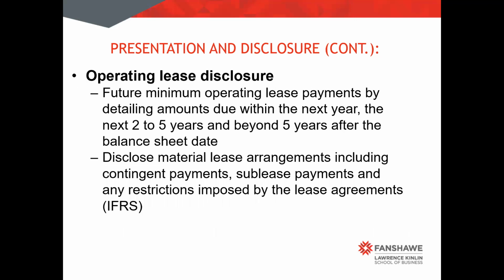Under the operating lease situation, the only thing we'd have to disclose is the commitment amount, how much is due in the next year, to year 2, 3, 4, 5, and then how much is due after 5 years. We would have a note to the financial statements that would disclose any material lease arrangements as well, any sublease payments or restrictions imposed. So that's it kind of for the theory. We're going to move on to some examples.